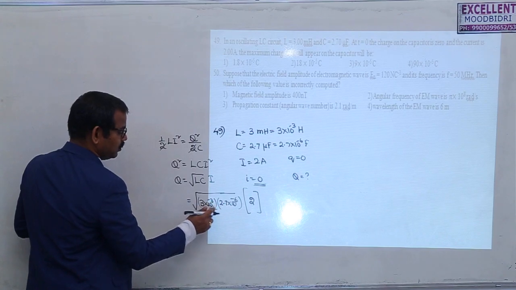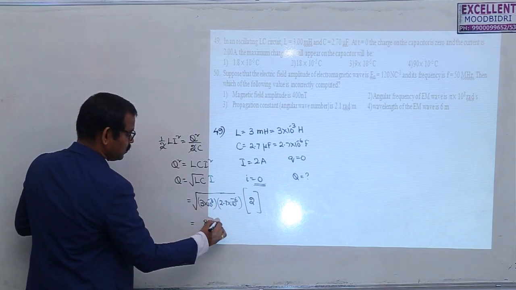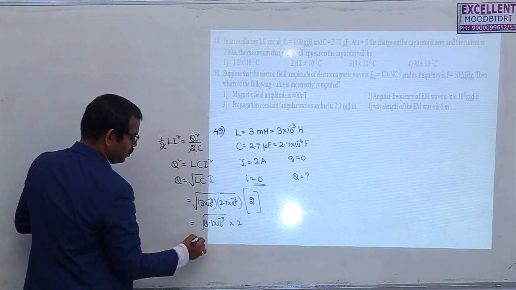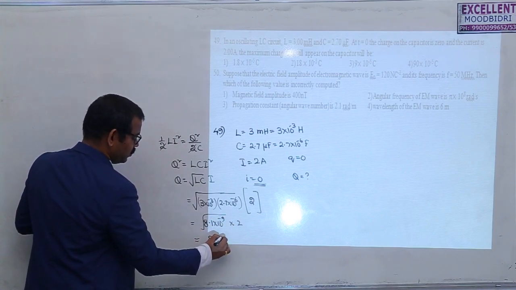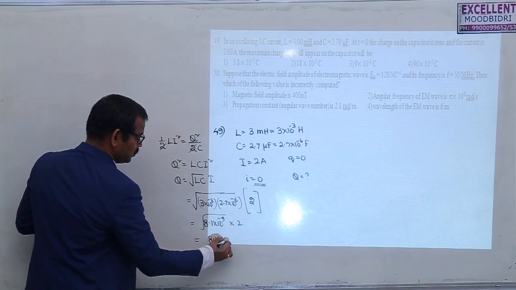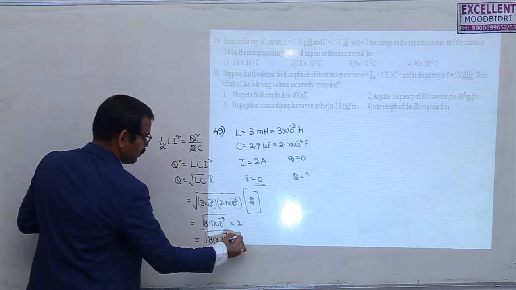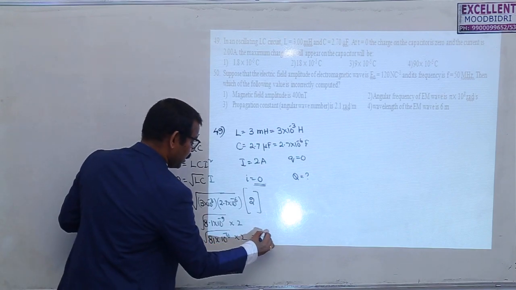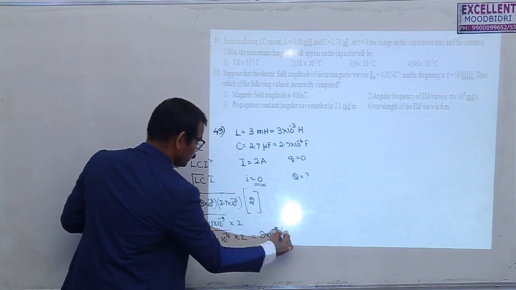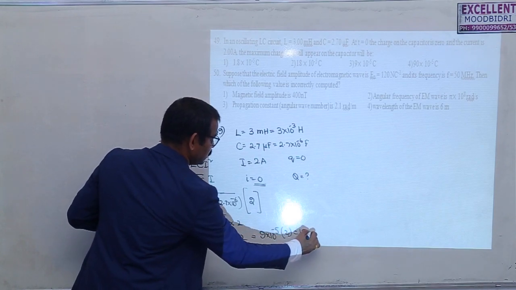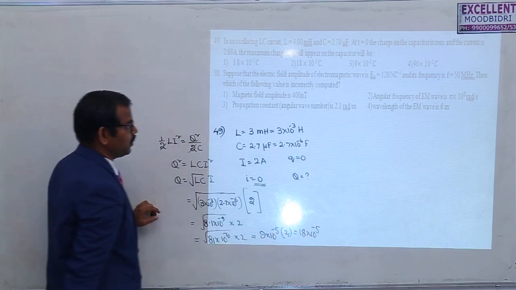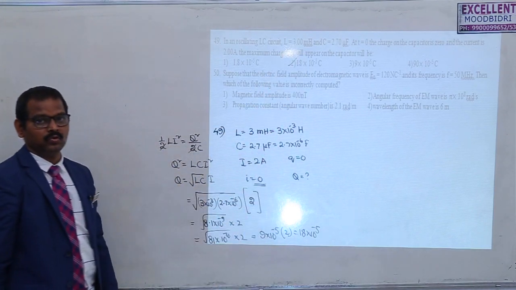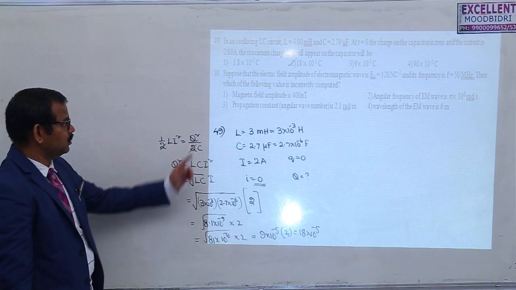So 3 into 2.7 is 8.1 into 10 power minus 9, into 2. This can also be written as 81 into 10 power minus 10, into 2, if you multiply and divide by 10. Root 81 is 9, so 9 into 10 power minus 5 into 2. So the answer is 18 into 10 power minus 5. So the correct answer is option 2, 18 into 10 power minus 5 coulombs.